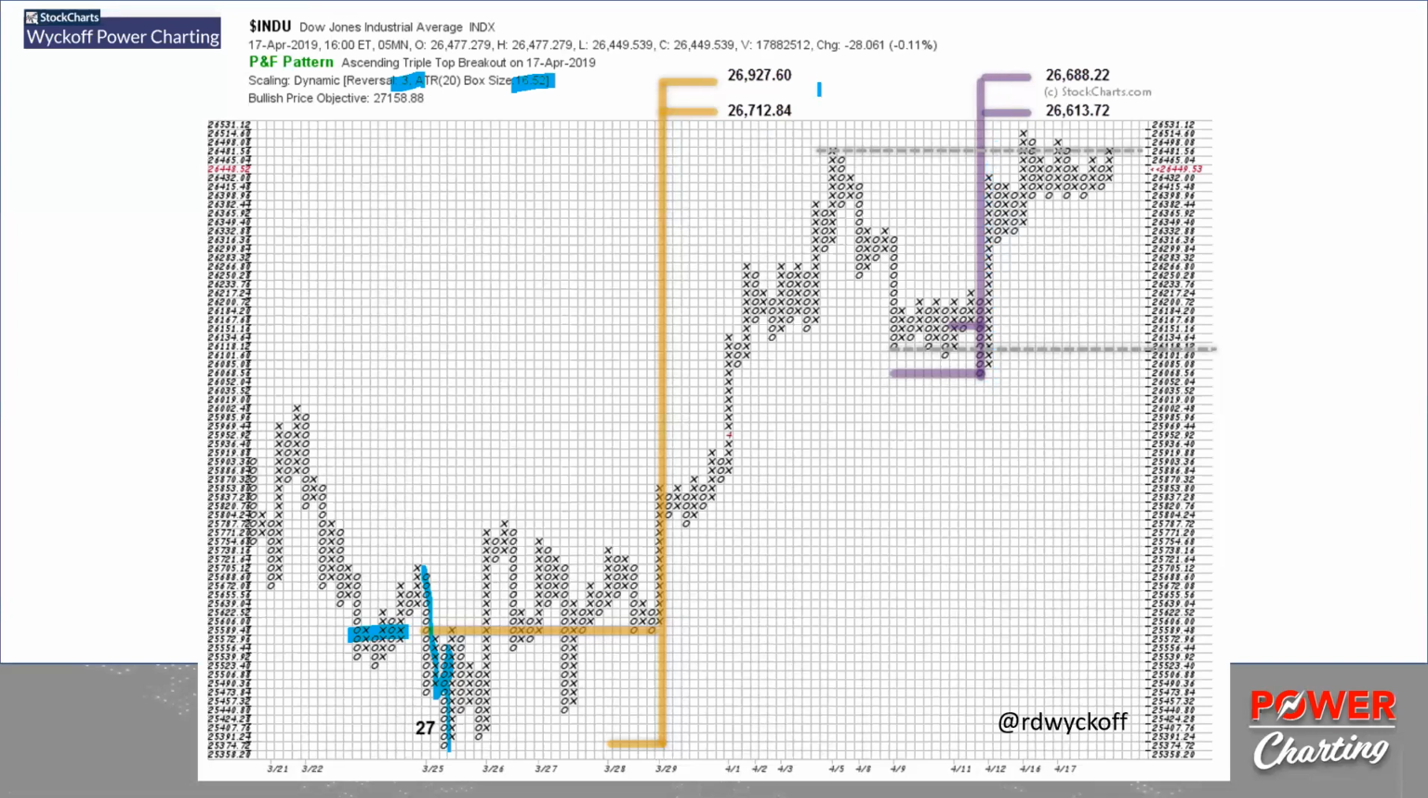Now, what's really interesting here is that look at how the two counts confirm each other. So this gives us added confidence that this could be a good target for the Dow to go to, even on the shorter-term time frame. So look at what a wonderful trading tool this is in the shorter time frame. I'm a big fan of intraday charting.